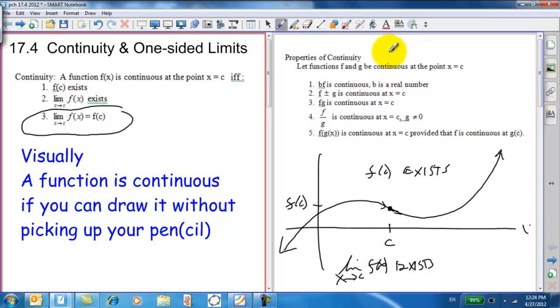Now here are some properties of continuity. If I took this whole function and doubled it, it would still be continuous. That's this first one. If you multiply by a constant, it's still going to be continuous. You can add and subtract continuous functions and get more continuous functions. Multiply them, still continuous. Even divide them as long as g is not equal to 0. And take compositions.